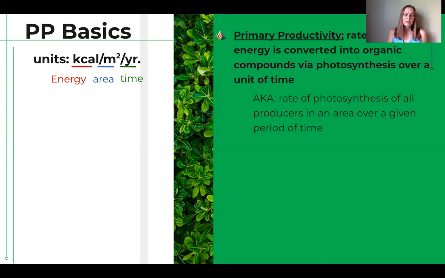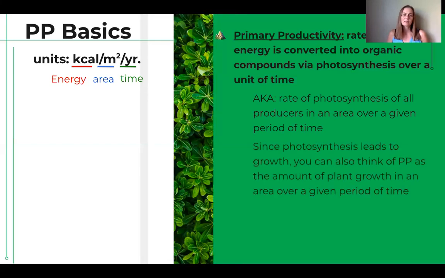So another way of looking at this is that it's a measurement of the rate of photosynthesis from all the producers in an area over that unit of time. And since photosynthesis leads to plant growth, we can also think of primary productivity as the amount of plant growth in an area over a given period of time. And that's where we come into measuring that grams or kilograms of carbon.